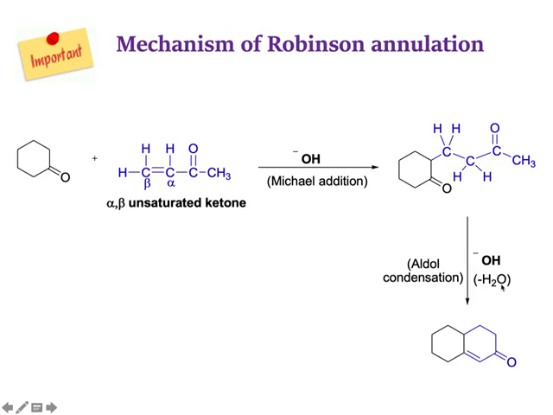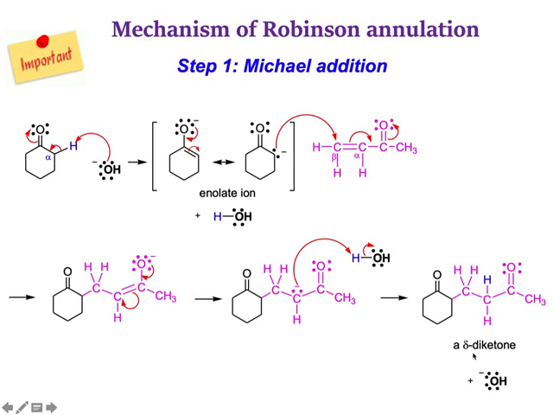Okay, Aldol condensation by using a base, to abstract this proton to give the alpha beta unsaturated product. So here is a clearer view of the mechanism.